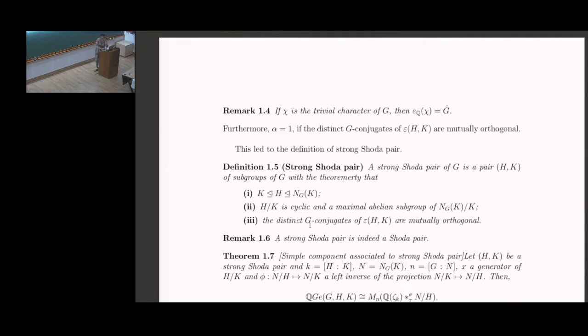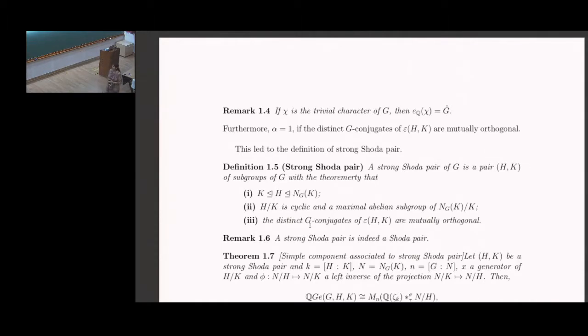All right, so the definition of strong Shoda pair is motivated by the fact that we want alpha equals 1, and there's another reason to it that we see along the lecture. So this is how a strong Shoda pair is defined. If you have K normal in H, which is normal in the normalizer of K in G, and then there's another condition that H mod K is cyclic, which was needed for a Shoda pair also, and it is a maximal abelian subgroup of the quotient group normalizer by K. Along with that, we want the G-conjugates of epsilon(H, K) to be orthogonal. And this indeed is a Shoda pair, though we do not see the condition that we had in the Shoda pair, but this has been checked.